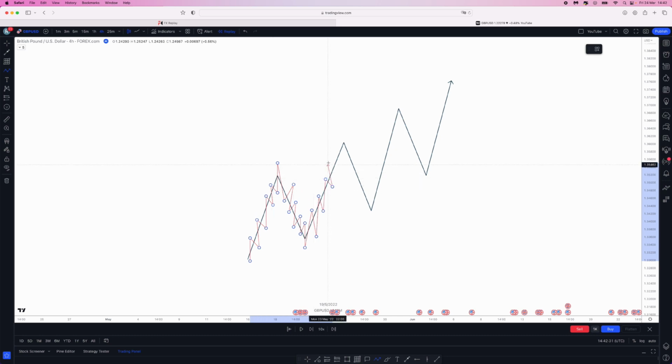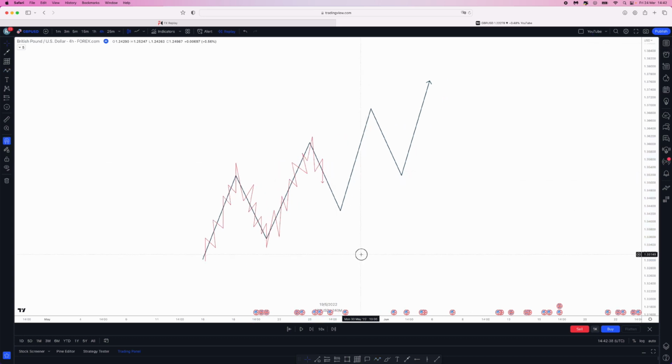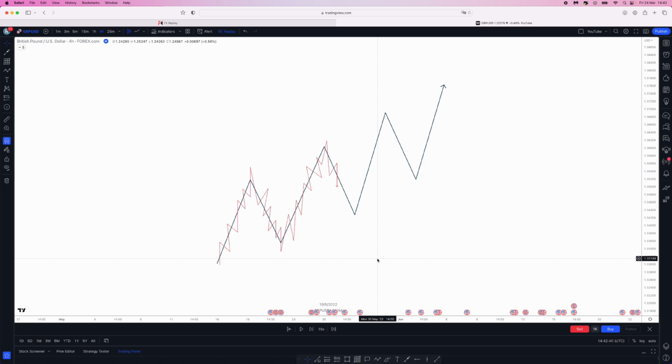So this is what I look for on the charts, and this is what gives me my directional bias, right? So let's just jump on to the charts now and show you a price leg and how it would work. It's not always going to be as clean as a drawing like this.